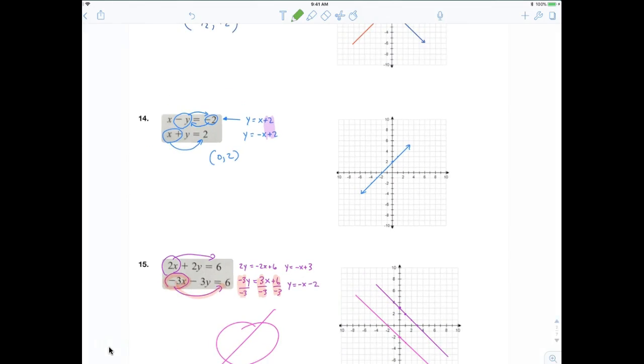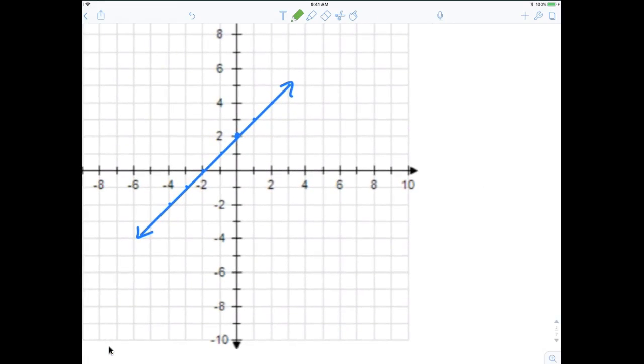Now I'm going to graph y equals negative x plus 2. So here I would go up 2, and then down 1 and over 1. And then you graph the line.